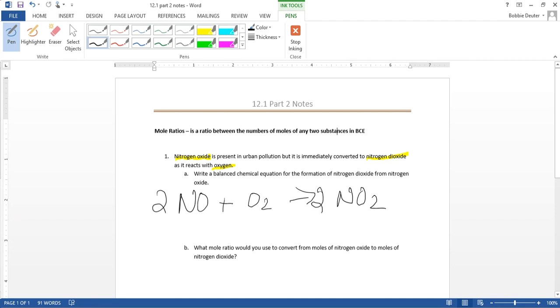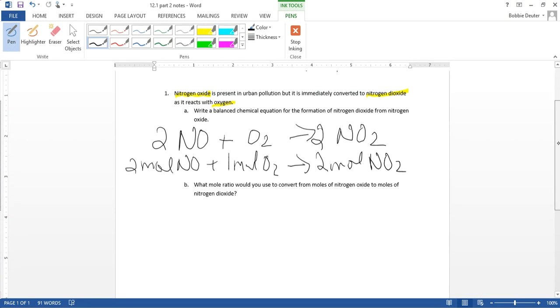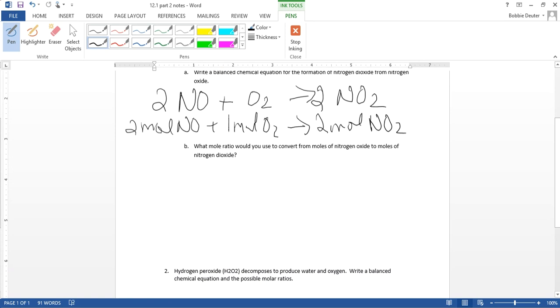So we have to write this in terms of moles. Yesterday we went over and interpreted our equation. So let's look at this. We have 2 moles of nitrogen oxide, 1 mole of oxygen gas, and 2 moles of nitrogen dioxide. Okay, so that's what we have. Now we're going to write out the molar ratio. This is just a small step that we're going to use in the next section to be able to convert from one substance to another substance.